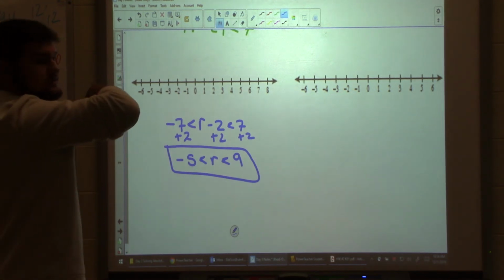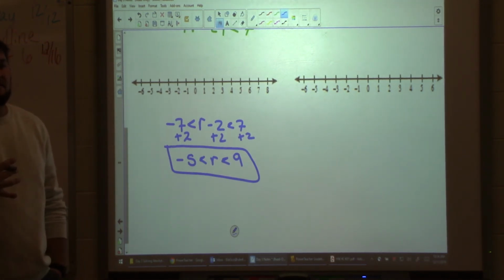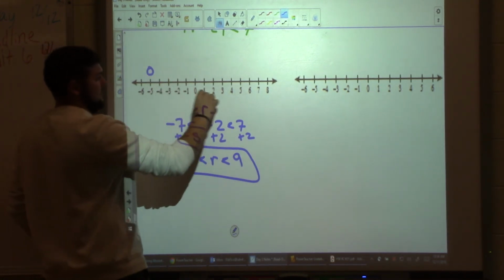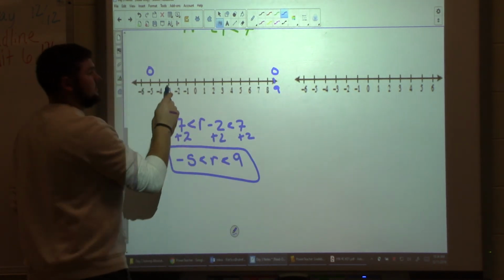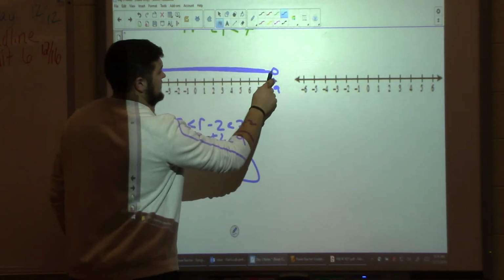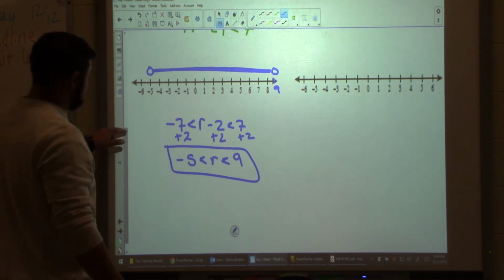Do you need help? I do need some help. I'm struggling here. Okay, so put an open circle at negative 5, an open circle at 9, and then since it's an and, you put them together. Good. Shade in between with the and statement. Open circle at negative 5, open circle at 9, shade in between. Very good.